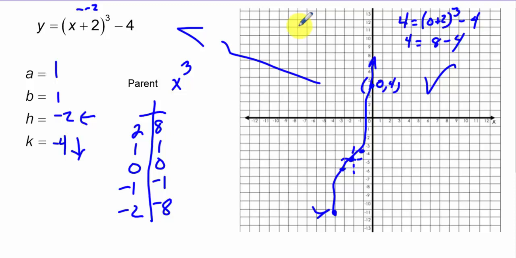All right, now today all we covered really was what each individual transformation did, and then we combined it with translations. We haven't changed the shape of our graphs in a multiple transformation type of graphing problem. We're going to do that tomorrow. Okay, so stay tuned.